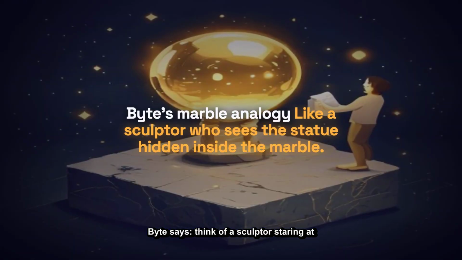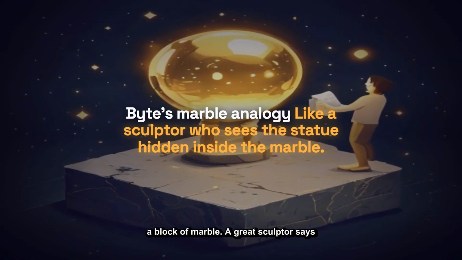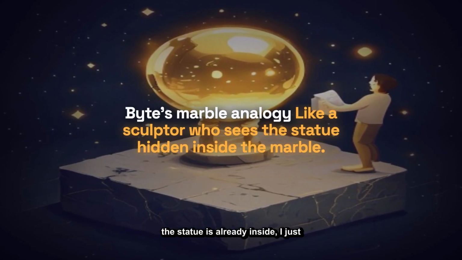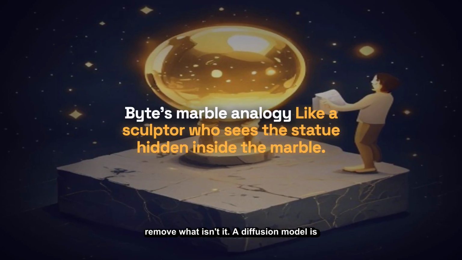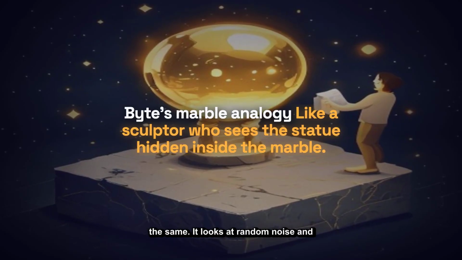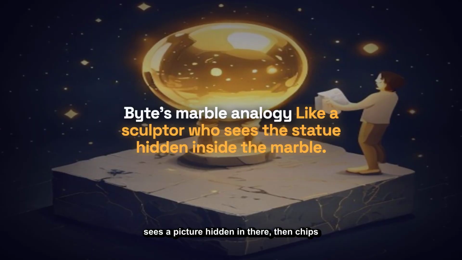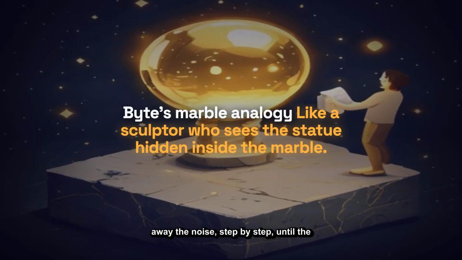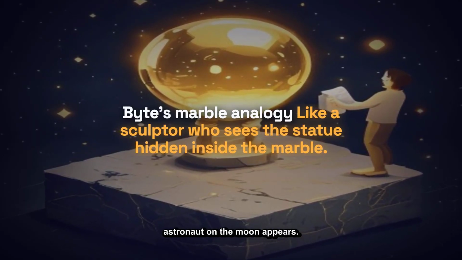Byte says, think of a sculptor staring at a block of marble. A great sculptor says the statue is already inside, I just remove what isn't it. A diffusion model is the same. It looks at random noise and sees a picture hidden in there, then chips away the noise, step by step, until the astronaut on the moon appears.